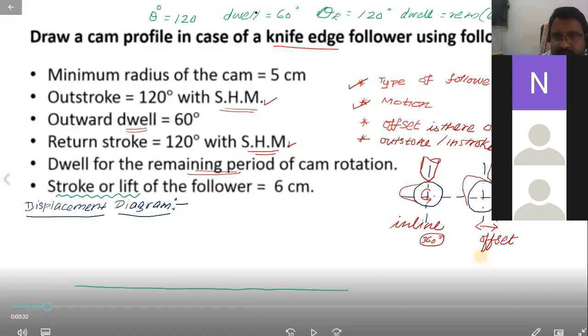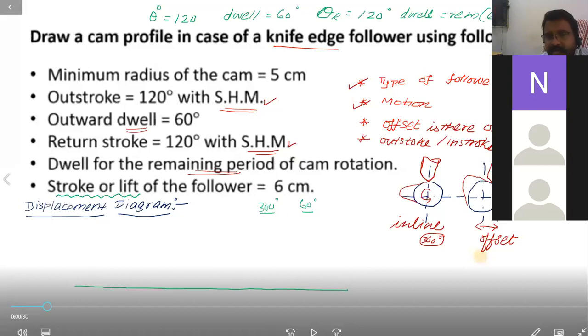So 120, 60, 120, how much is it coming? 300. So 300 degree we have to draw. The 60 degree again, anyway you are going to have dwell only. So if you take 300 degree, you take your A4 sheet and you can draw. 300 means 30 centimeter you can draw here.